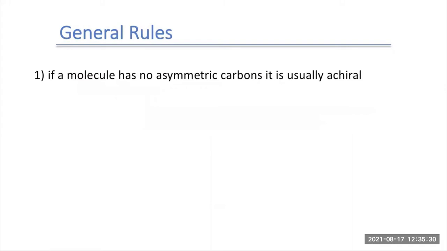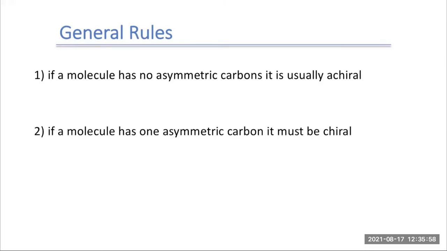So a couple general rules before we get too much further. Number one, if a molecule has no asymmetric carbons, so if it has no chiral carbons, it's usually achiral. So if there's no stereogenic carbons, there's no chirality. Simple as that. Number two, if a molecule has one asymmetric carbon, it has to be chiral. It must be chiral. So if I have just one asymmetric carbon there, the entire molecule becomes chiral.